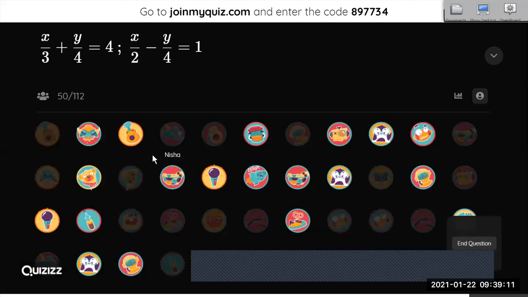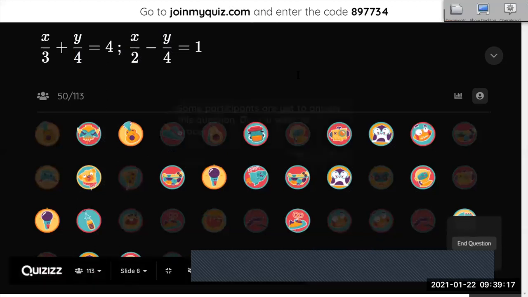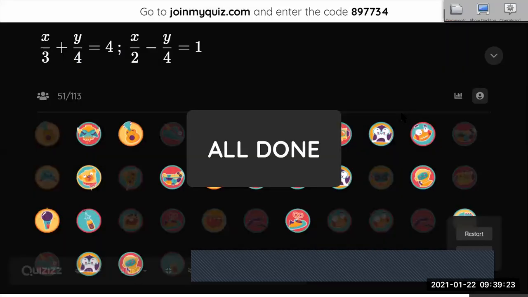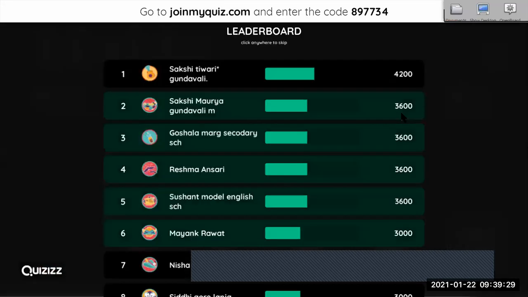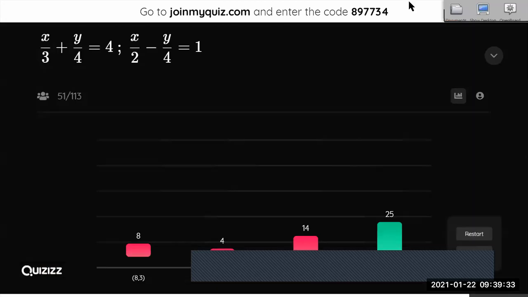You already have the value of y. You just need to solve for x. And there I am going to end the question here. So let us see how many of you have got it right this time. All done. And if you have got it correct, it will show green, correct. Yes, very good. And you see 25 of you have got it right.